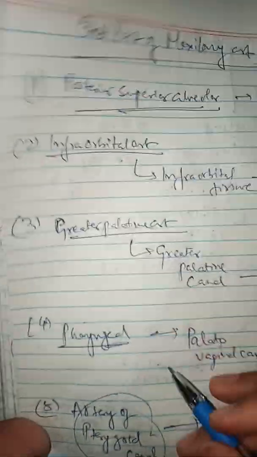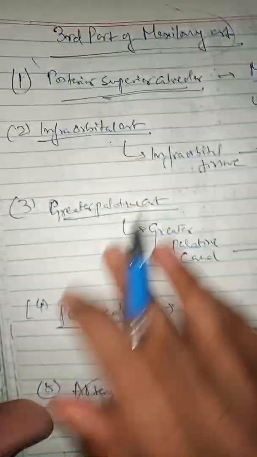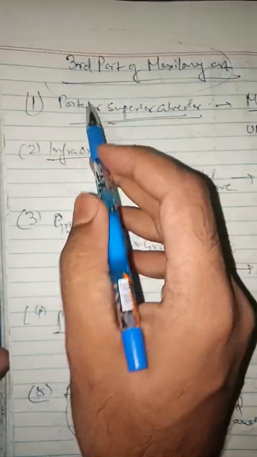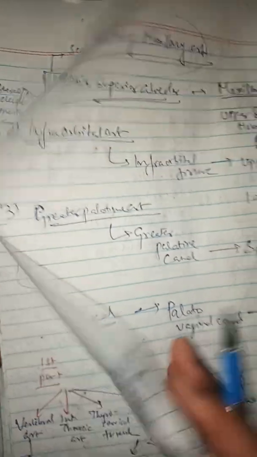So this is the main third part of the maxillary artery, which is very important and difficult also. So this is all about the maxillary artery and its branches.